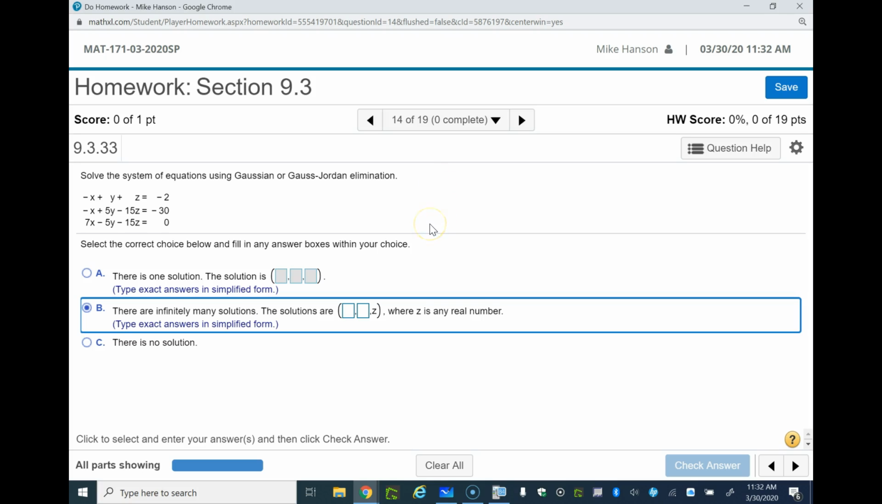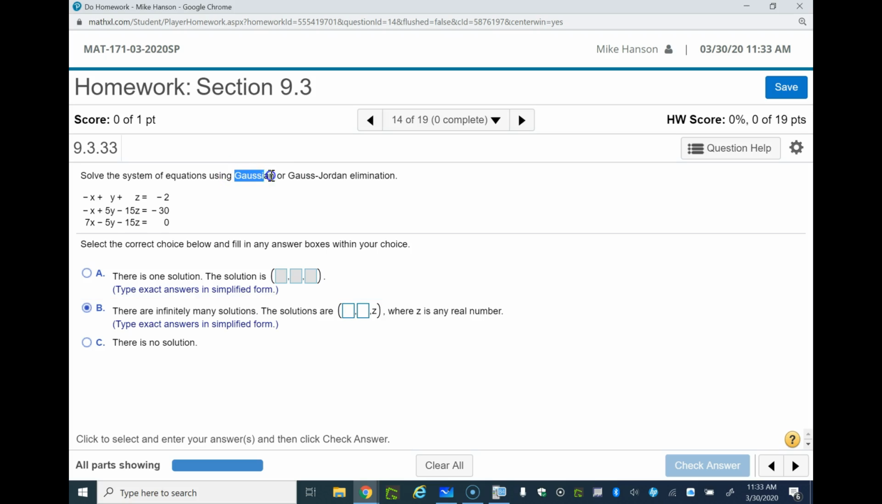So on a test, if the test says use the elimination method or use the substitution method, I do need to see it, and I'm going to put in a separate link for you to upload that particular problem on the test. But if it doesn't say anything, if it says something like Gaussian, you can use any method that you want to calculate and provide your answer.